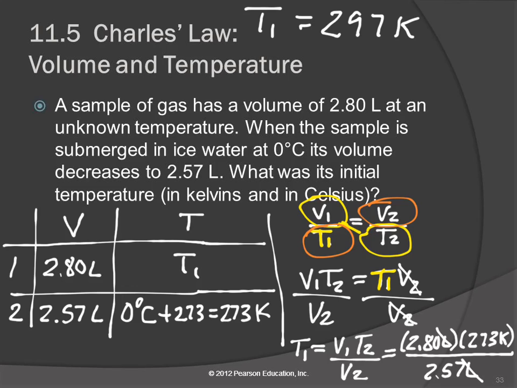The question asks for the temperature in Kelvin and in Celsius. So that's the Kelvin temperature. To find the Celsius temperature, I'm going to subtract 273. So if I subtract 273, I get a Celsius temperature of 24 degrees Celsius.